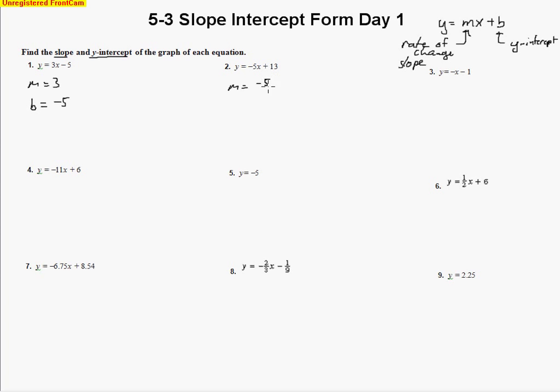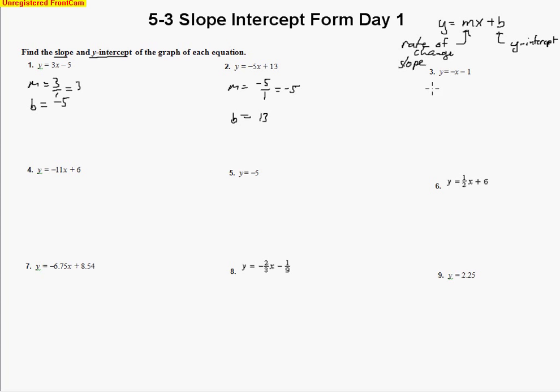And again, you can write that as a fraction, -5/1. We're going to use that to help us graph later on. b is 13, is the y-intercept. So again, that could be -5/1 or just -5. Same thing here, 3/1 or just 3.